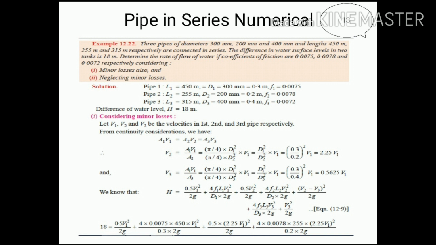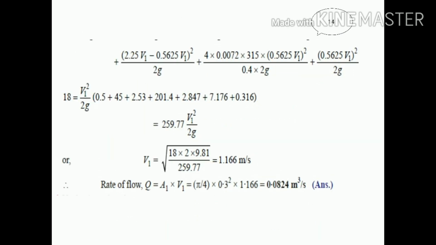H is already given, so here the formula is written, H is equal to, now they have combined the major and minor losses. You don't need to do that, or whenever the value of H is given, you can write in this way also. So the formula is converted into V1. How? V2 is equal to A1 V1 upon A2. So we get the relation V2 is equal to 2.25 times V1. Then also use the same relation, A1 V1 equal to A3 V3, and convert V3 in the form of V1. Just put this value of V2 and V3 in the formula wherever V2 and V3 are there. So all the formula will get converted into V1 form.